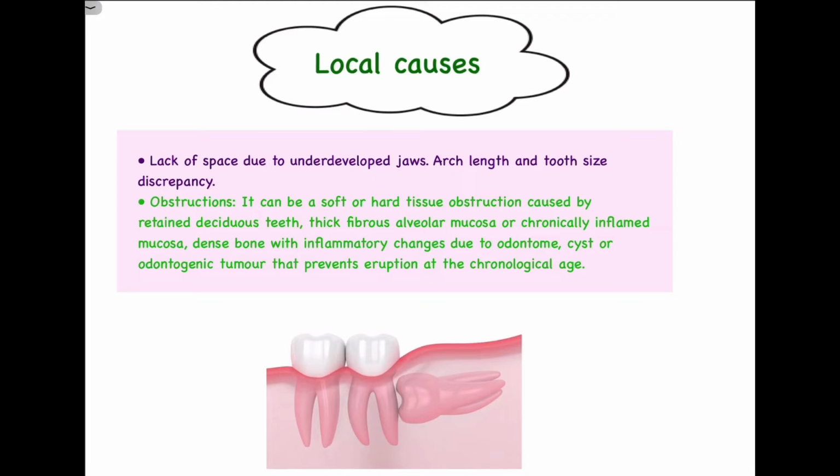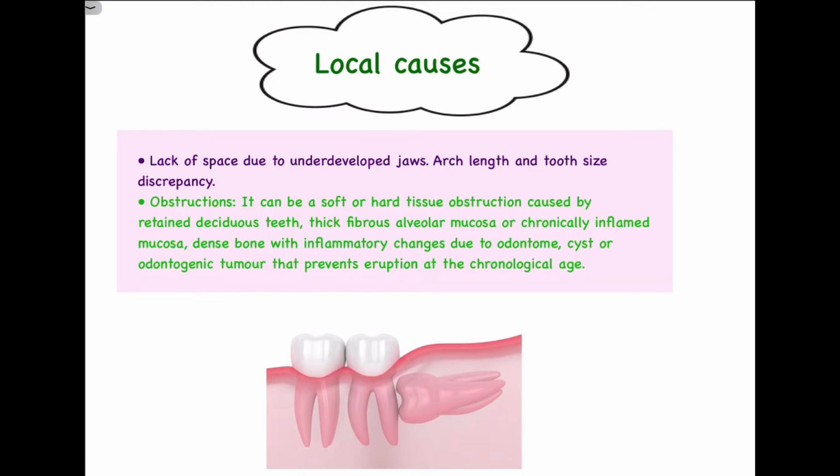Then another cause is obstruction, be it a soft tissue obstruction or a hard tissue one. Under soft tissue, the obstruction may be due to a thick gingival biotype, or because of any chronic inflammation going on within the gum, or a chronic inflammation within the second molar. For example, if third molar is impacted, it may serve as an obstruction and prevent the eruption.